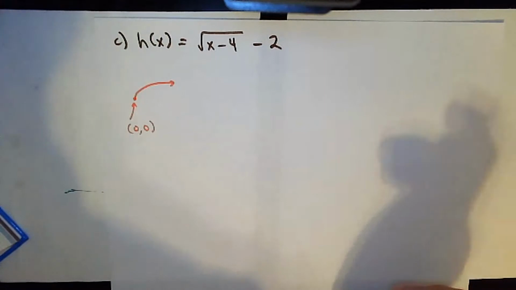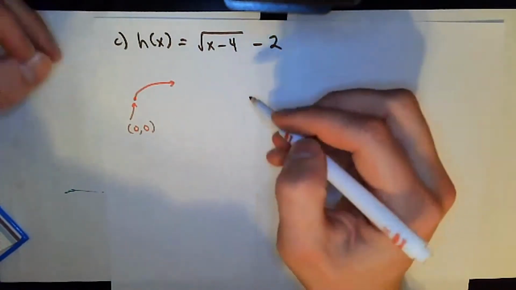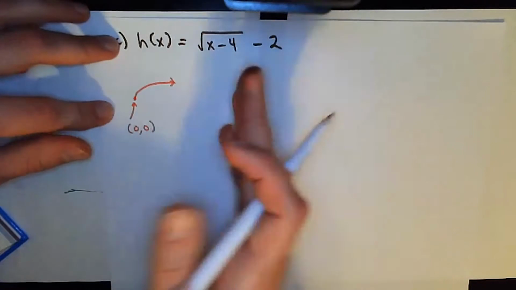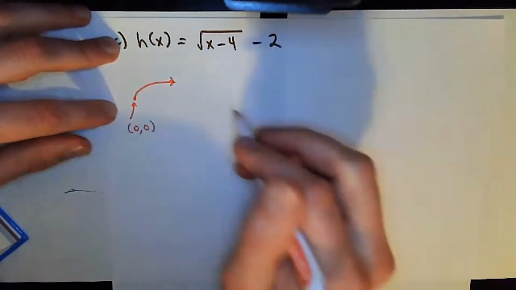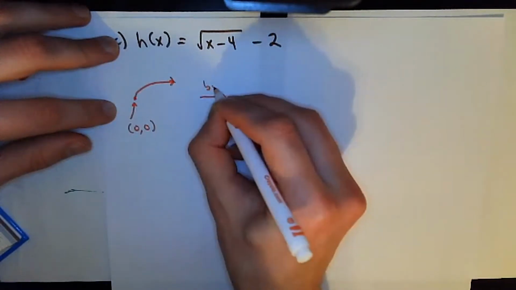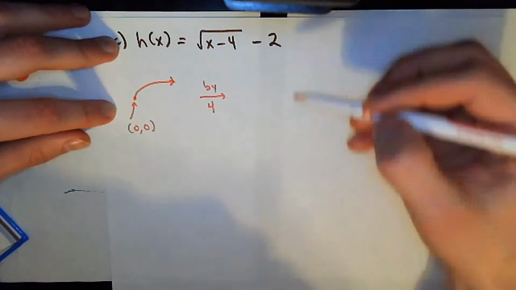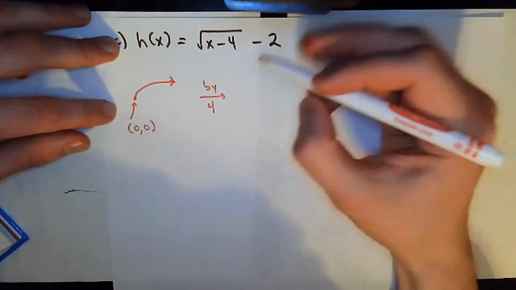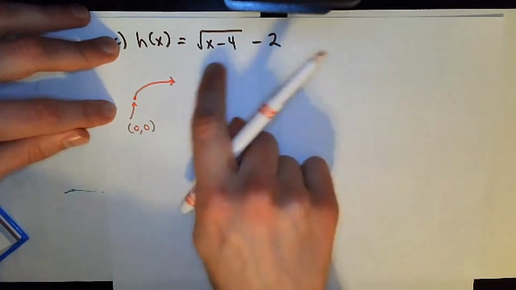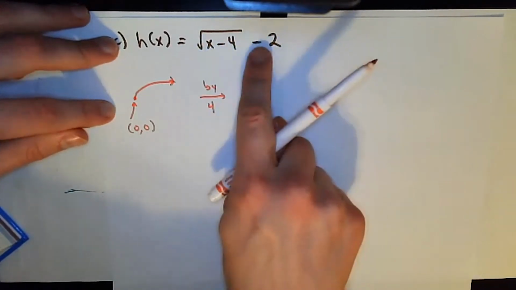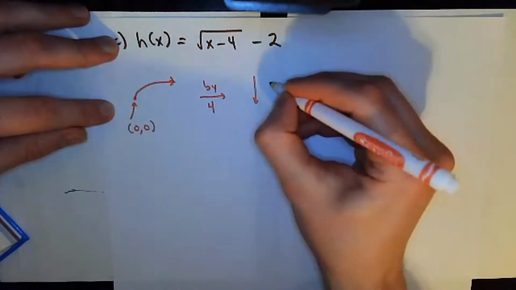What's the next thing I need to know? I need to know what the -4 does. The -4 is inside the function, so that corresponds to a horizontal scoot. And since it's -4, I know that's going to be a scoot to the right by 4. The -2 is outside the function, and I need to know that results in a vertical shift. Since it's outside the base function square root of x, not next to the x, that's going to result in a downward scoot by 2.